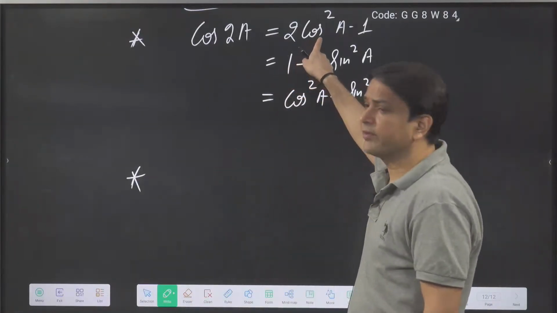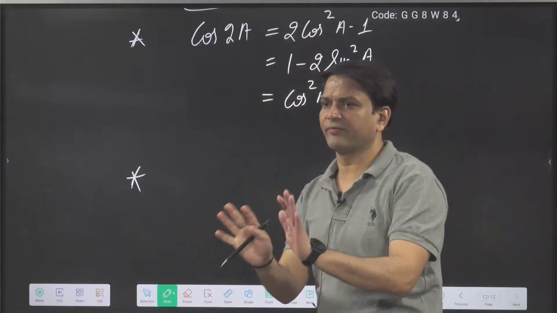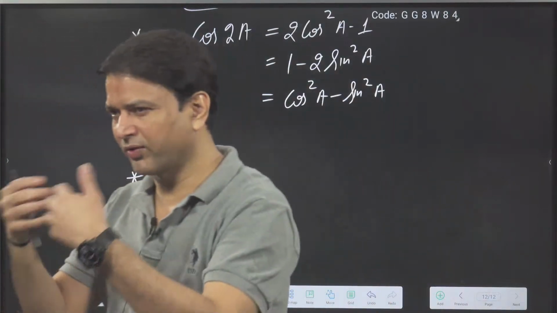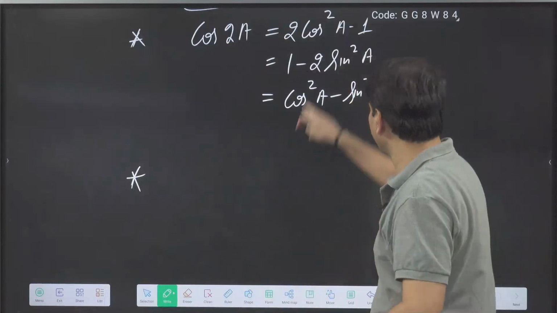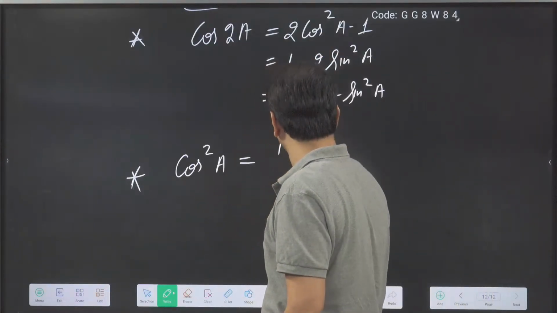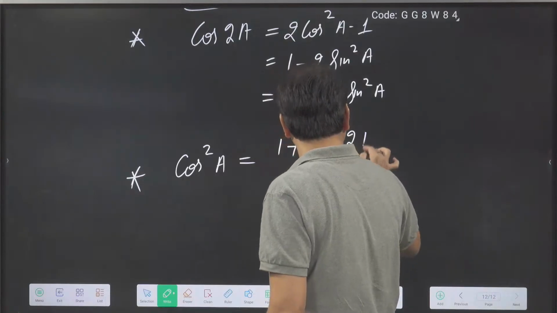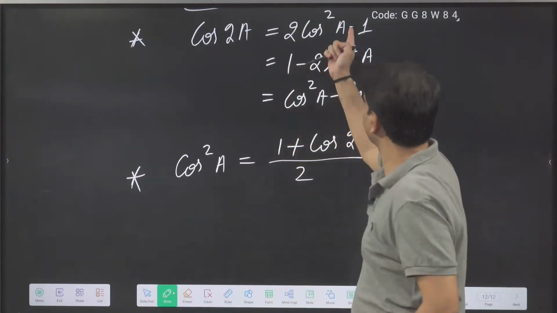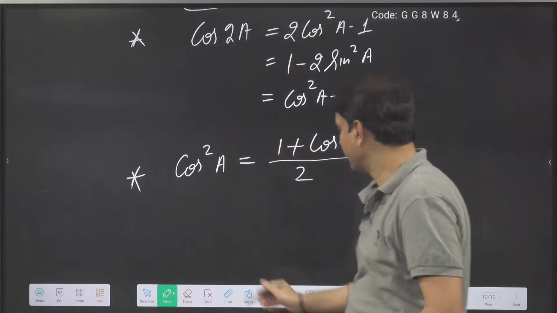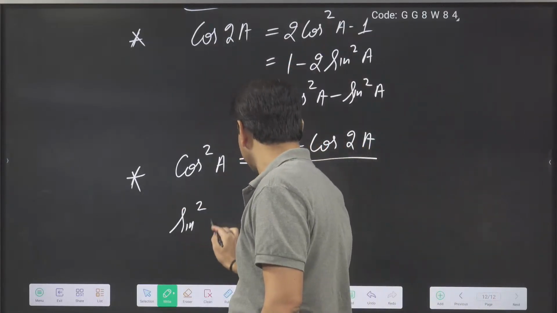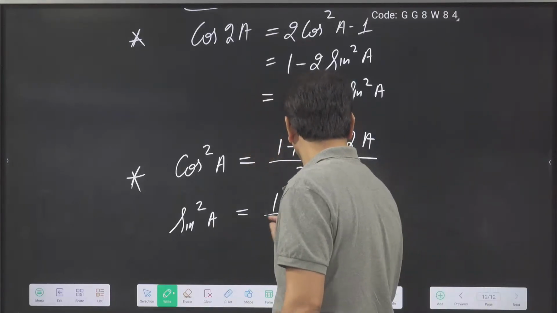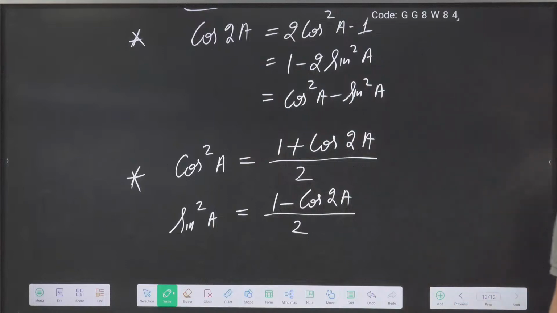Last two. If somewhere we have cos square theta and we want to remove the square to convert it into the standard form, then from this formula I can write cos square a as 1 plus cos 2a by 2, because this one will shift to this side, 1 plus cos 2a, and you divide by 2. Similarly, sin square a I can write as 1 minus cos 2a by 2. This you will also remember.